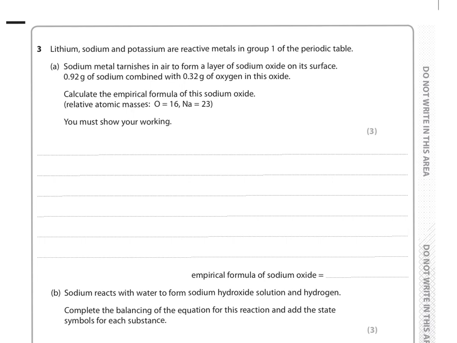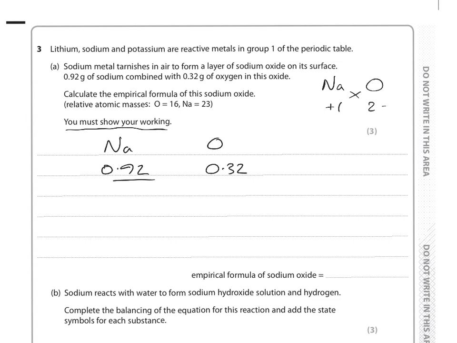Now, you should be able to write down a formula for sodium oxide. Sodium is 1 plus, and oxygen is 2 minus, so you'd expect the formula for sodium oxide to be Na2O, but you've got to prove that by showing your working. The way that you're going to do this is you're going to write down the two elements, Na and O. You're going to write down the grams that you've got of each. Sodium 0.92, oxygen 0.32, and then you're going to divide the grams by the Ar, the relative atomic mass.